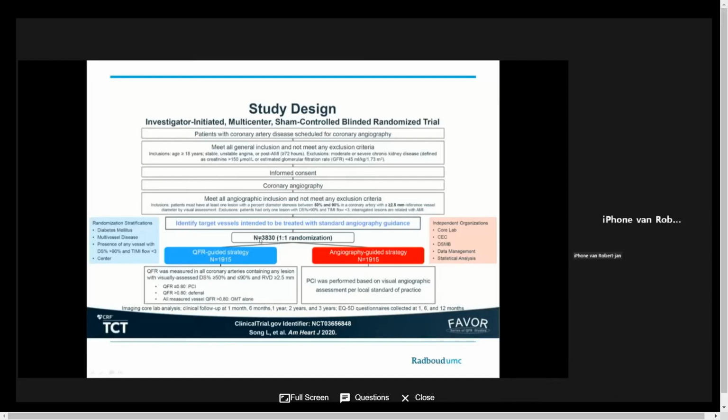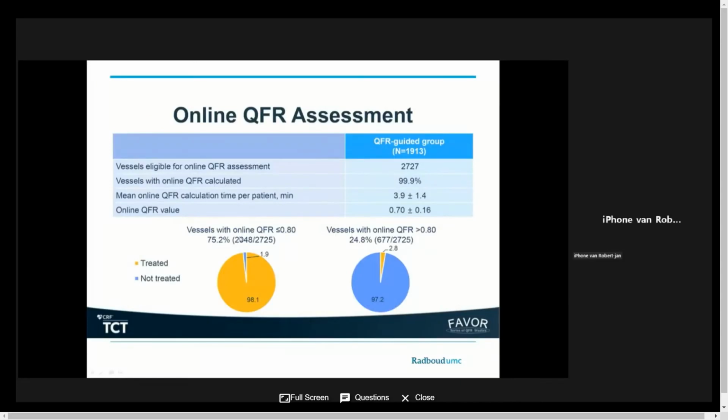And you see that they used a sham procedure to really give the 5 to 10 minutes which is needed to do the QFR, gave the patients headphones, and gave the staff no information on who will do the follow-up of the patients, whether that was QFR or angiography guided.